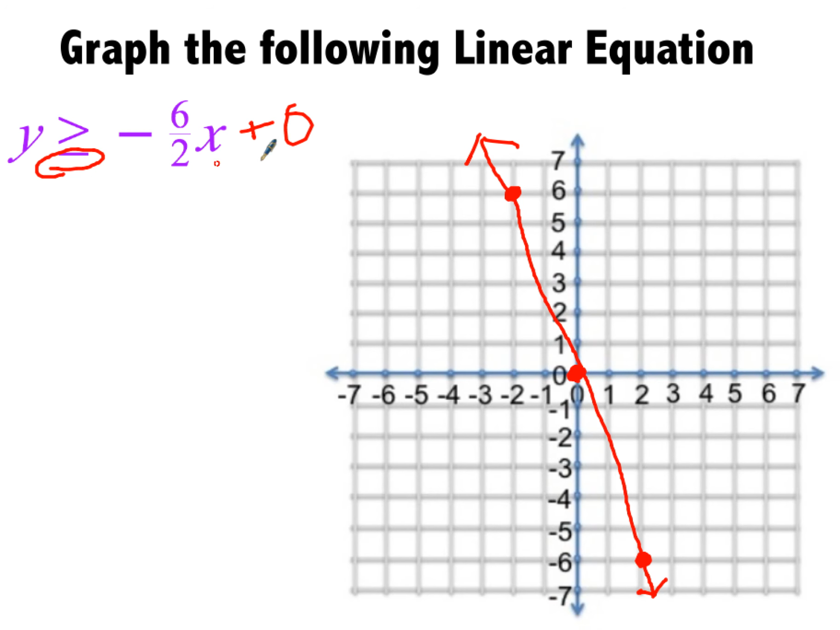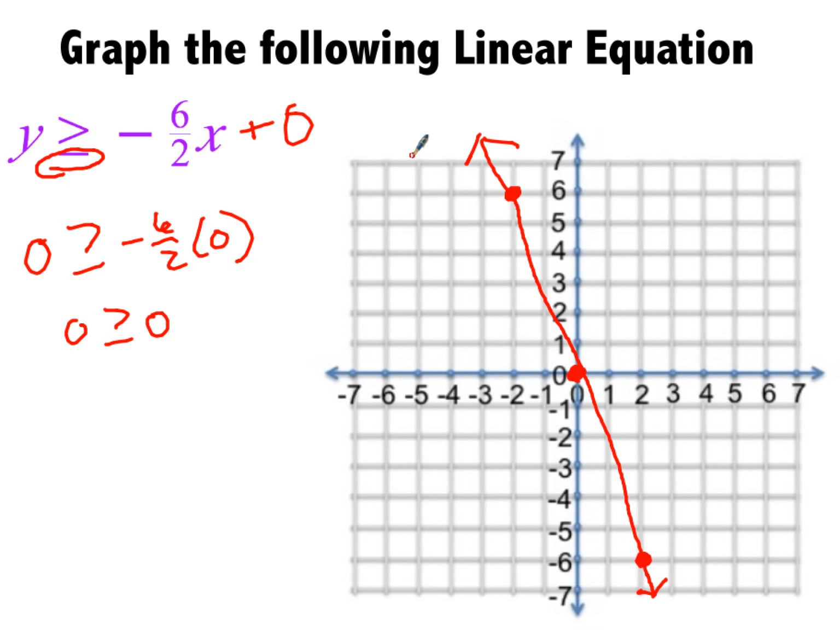Now I need to figure out which side of the line I shade on. The thing is, I cannot use the point (0, 0) here because it's part of my line. If I plug in (0, 0), I'm going to get 0 is greater than or equal to -6/2 times 0, and that's going to be 0 is greater than or equal to 0. I get the same exact thing. And yes, this is true because of the or equal to, but that's on my line, so that doesn't help me determine which side is my solution.